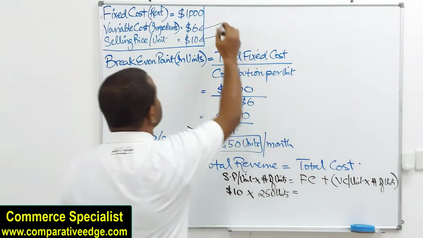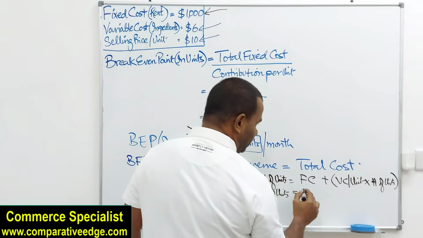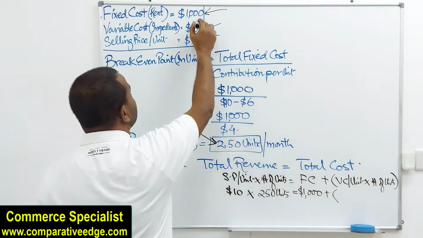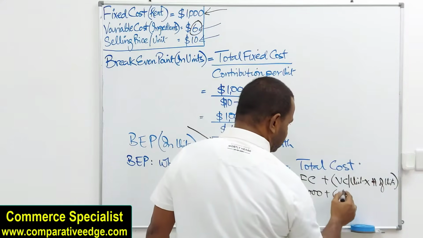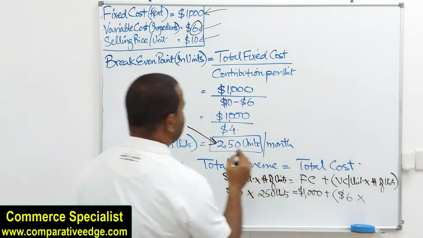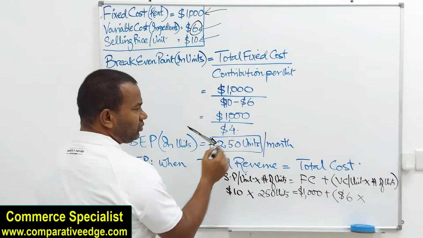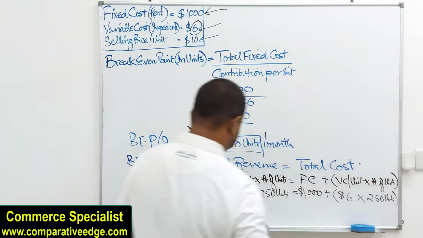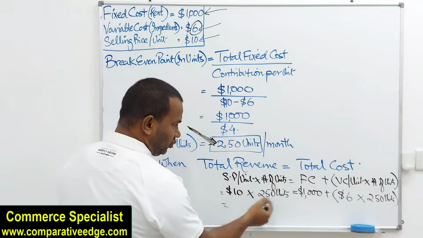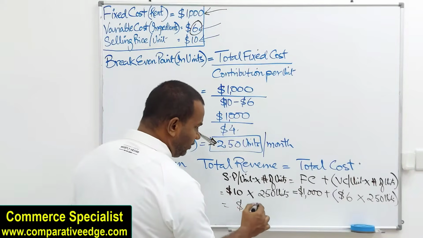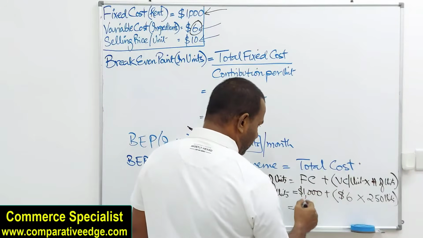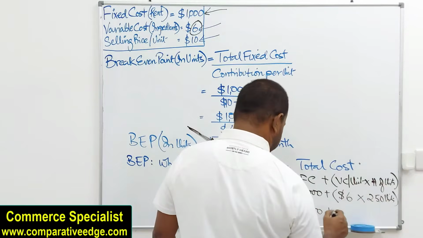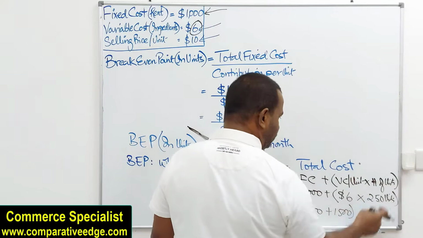And here, fixed cost, we can see it here, is $1,000. Variable cost per unit is $6. And number of units, again, we are talking about breaking even at 250 units. So I'm putting 250 units. So 250 multiplied by $10 will give me $2,500. And fixed cost is 1,000. And 6 into 250 is 1,500.